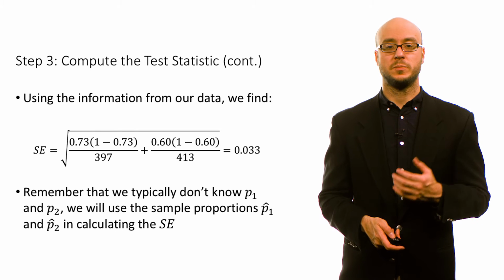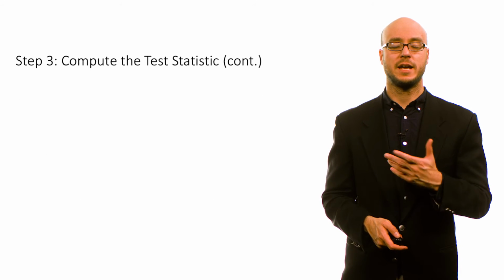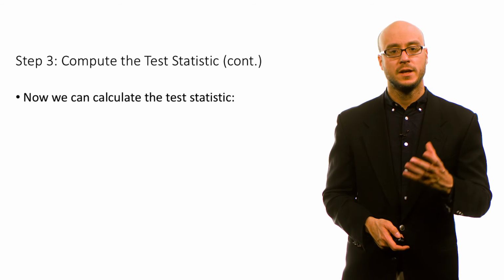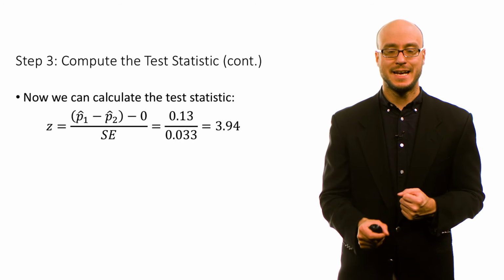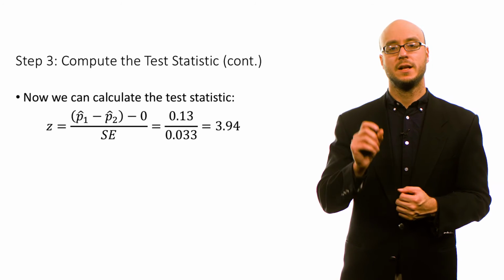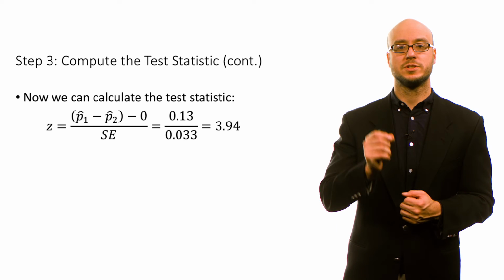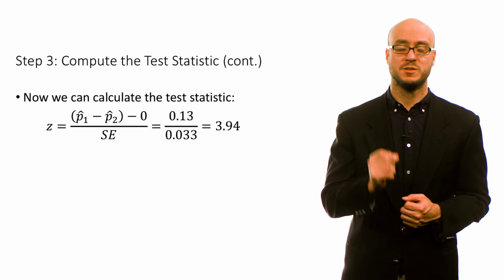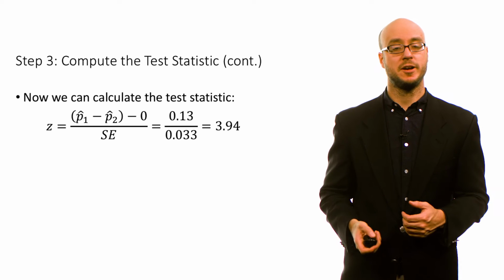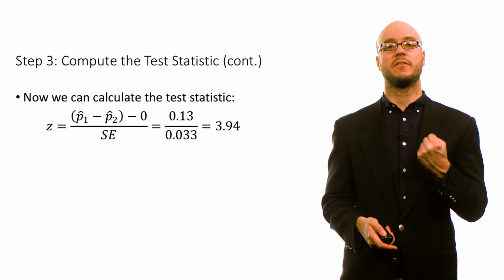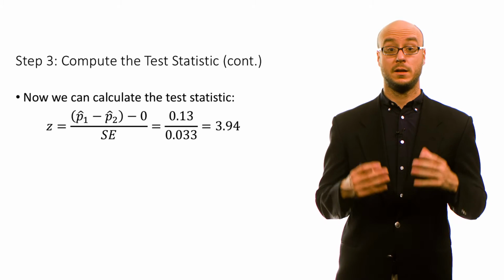Again, we're using P1 and P2 to calculate the standard error here. Now we can calculate the test statistic. The test statistic is simply that difference of sample proportions minus 0, because 0 is our null hypothesis, divided by the standard error. And we have the z-test statistic at 3.94.